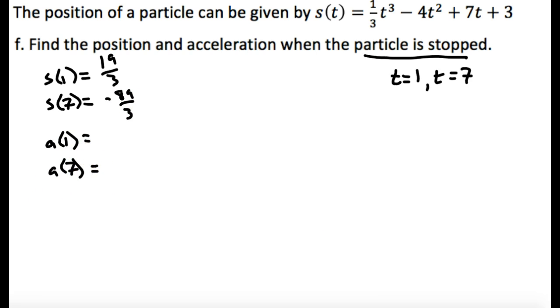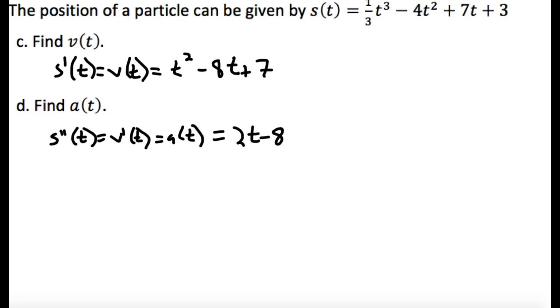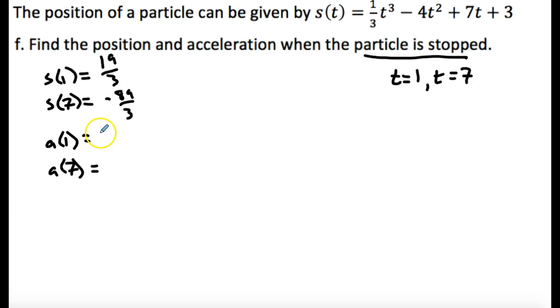Then my acceleration, we haven't graphed this, but my acceleration function is pretty straightforward. It was just 2t minus 8. So this will be 2 times 1 minus 8, which is negative 6. This will be 2 times 7 minus 8, which would be 14 minus 8, positive 6. Questions like this may show up where we're just asked to find position and acceleration at random times, maybe when the particle is stopped or when velocity is equal to 2, something like that.